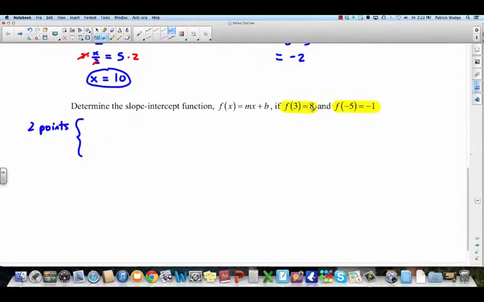f of 3 equals 8. What's the input value here? 3. So that's like your x. What's your output? 8. So that's 1 point. Second point, input of negative 5, that's your x. Output of negative 1, that's your y.